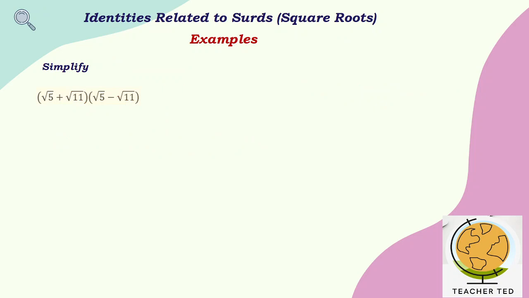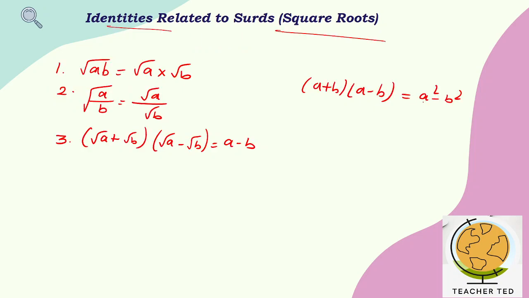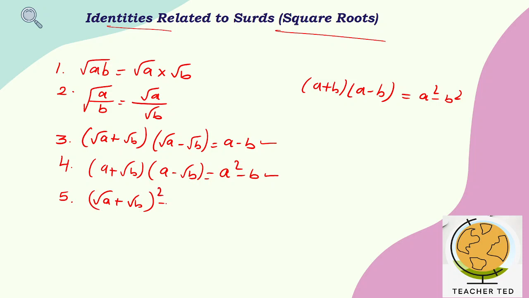Since there are squares here, the square gets cancelled and the remaining thing is A minus B. The fourth one is A plus root B into A minus root B is equal to A square minus B. Very straightforward identity.